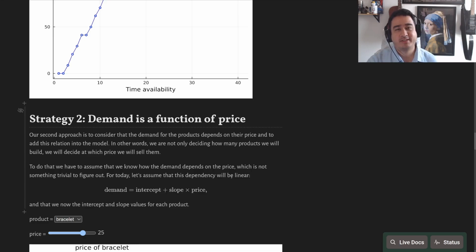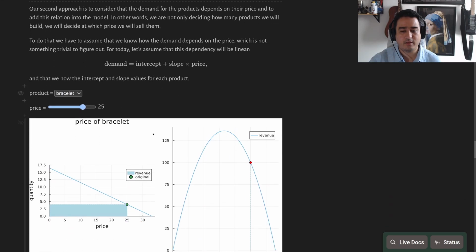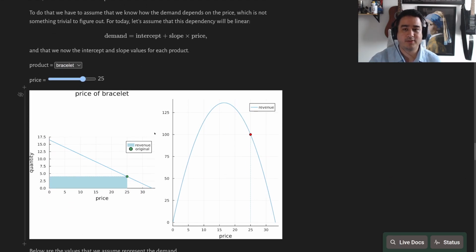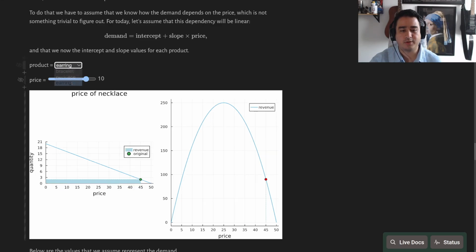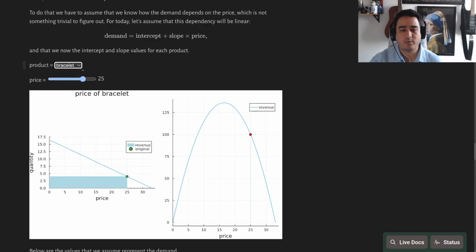Our assumption now is that we know how the demand behaves as a function of the price. We're going to use a simple assumption that the demand has a linear dependence on the price. So it is an intercept value plus the slope times the price. And we are going to assume that we know the intercept and the slope values. These are the values in graphical form for the bracelet and for the necklace and for the earring. So you can see here what happens if the demand is a function of the price.